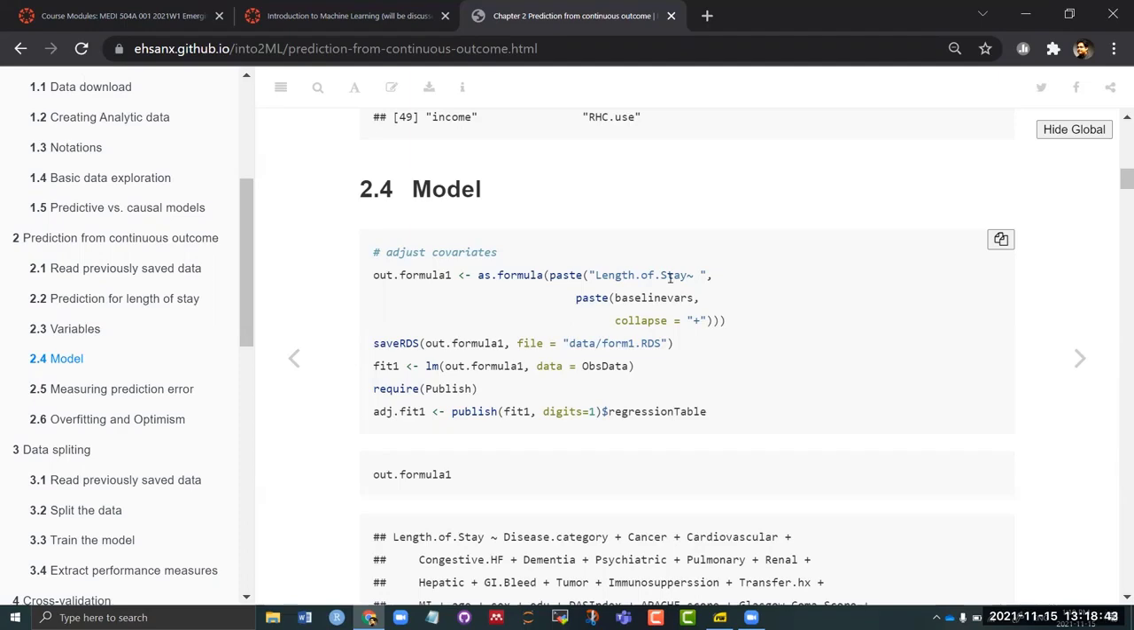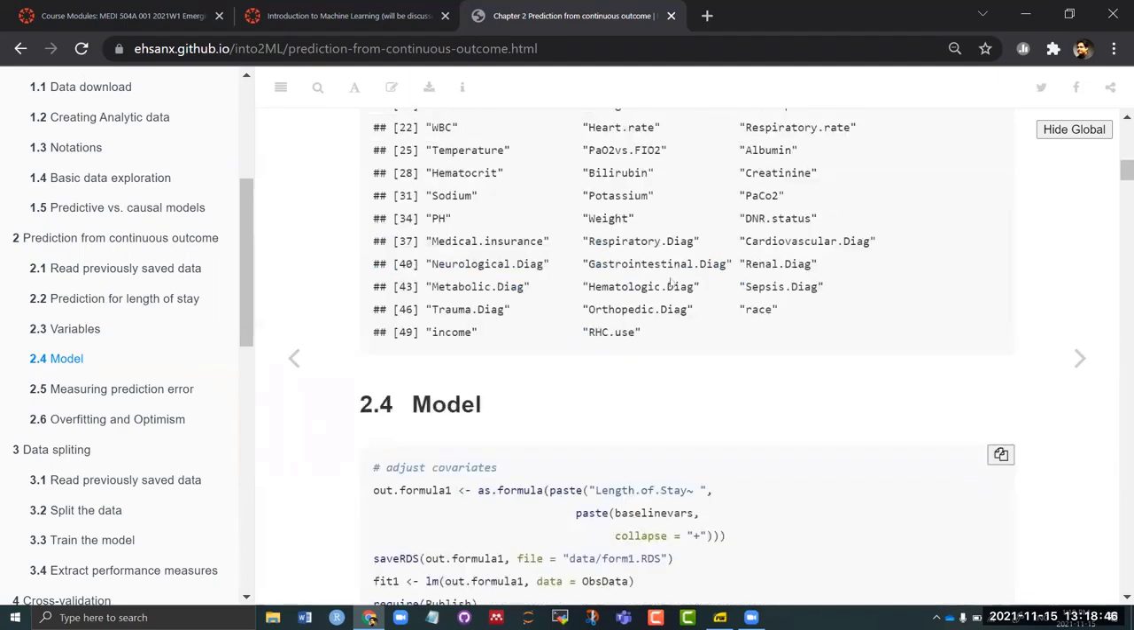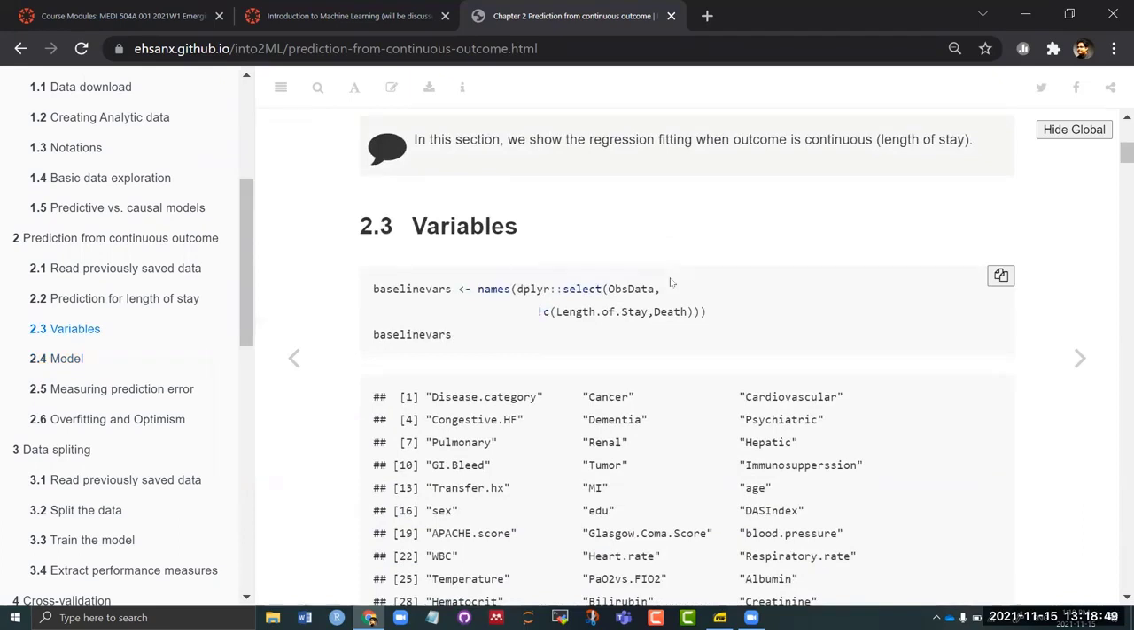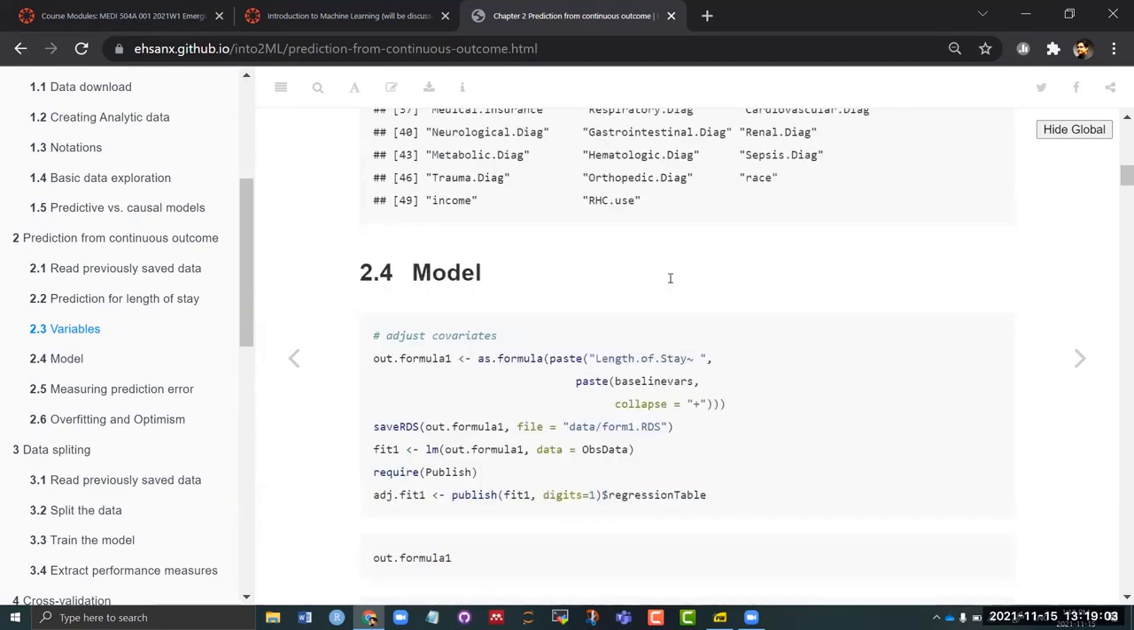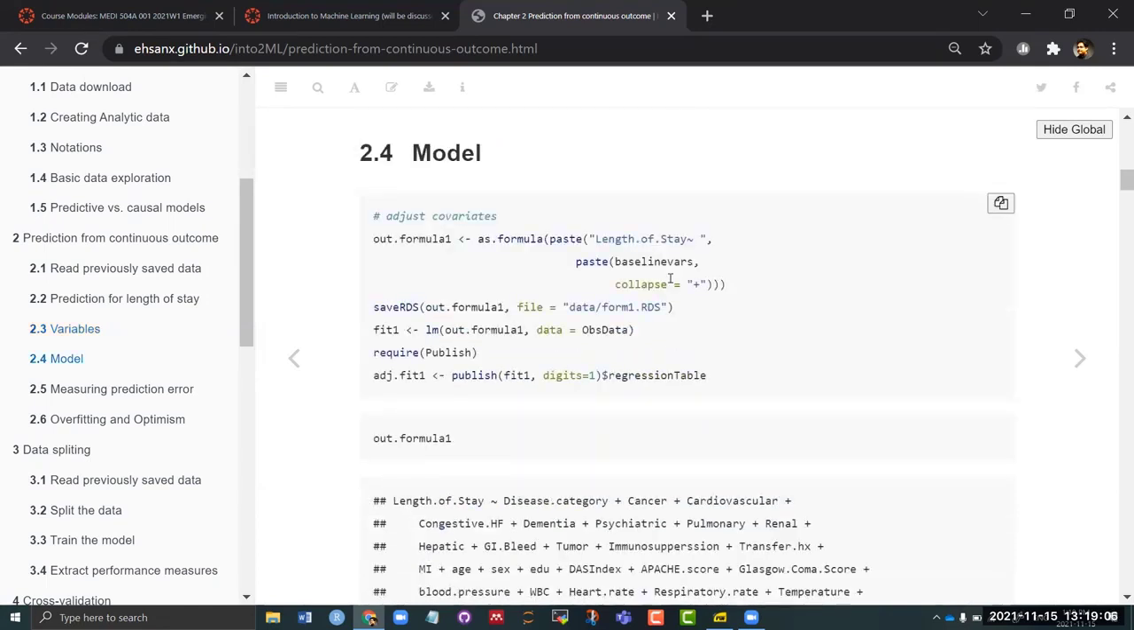At first, I have defined the name of the variable. Other than the length of stay and death, all of the other covariates that I have, I'm incorporating into one vector. It's called the baseline vars, right? And then once I have the baseline vars, I am going to create a formula out of it. The length of stay is going to be the outcome variable, and the baseline variables are going to be on the right-hand side of the equation. So I'm using all of the baseline covariates to predict my length of stay in this particular example, right?